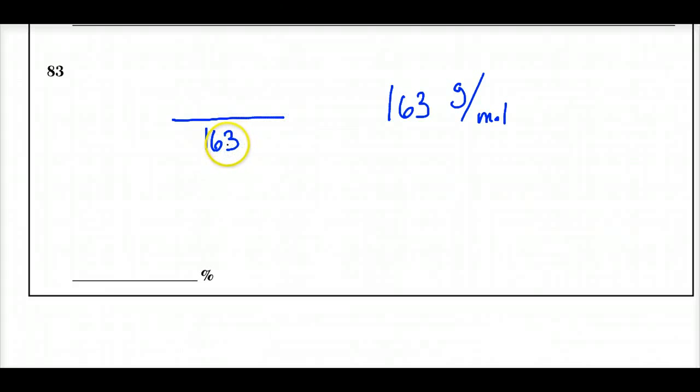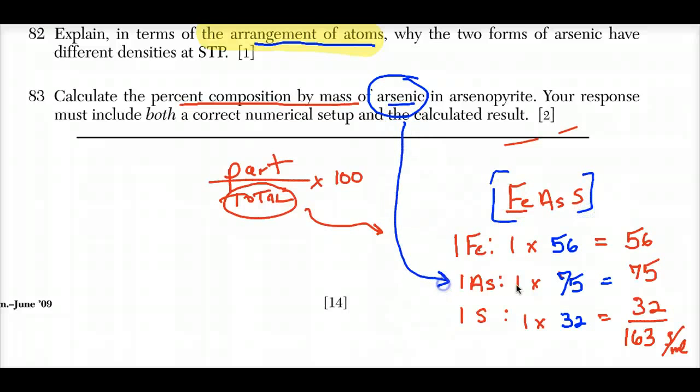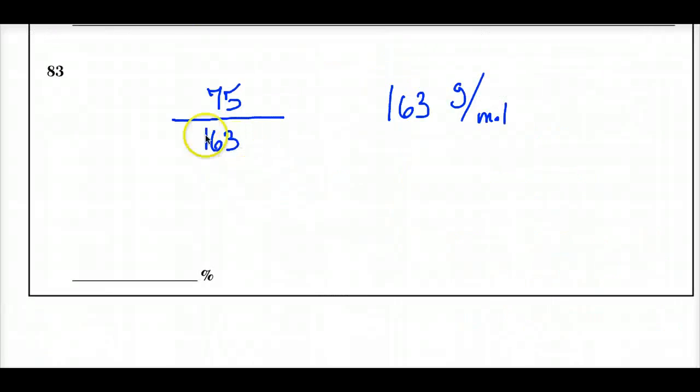And then we want what? The question stated percent by mass of arsenic. So in 1 mole of this, we've got 1 mole of arsenic, 75 grams. So that becomes my top number. 75 grams is 1 mole of arsenic. This is the mass of the entire compound, 163. I times it by 100, and I get 46%.